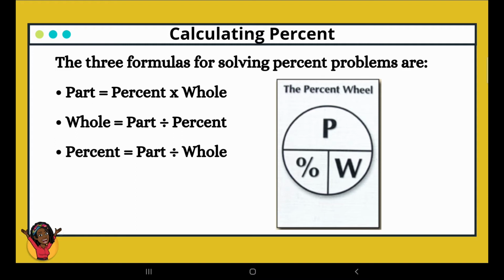Let's review our formulas for solving percent problems. Part equals percent times whole. Whole equals part divided by percent. Percent equals part divided by whole. In each of these scenarios, we must remember to convert our percent to a decimal before multiplying.